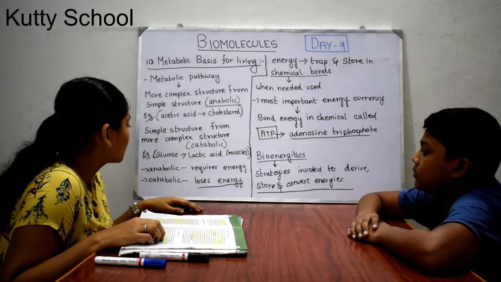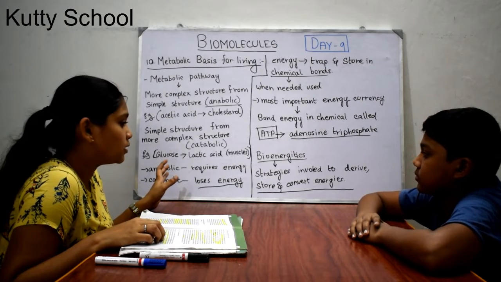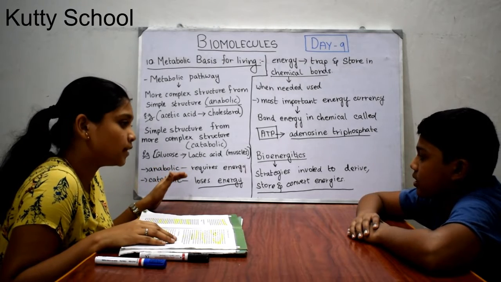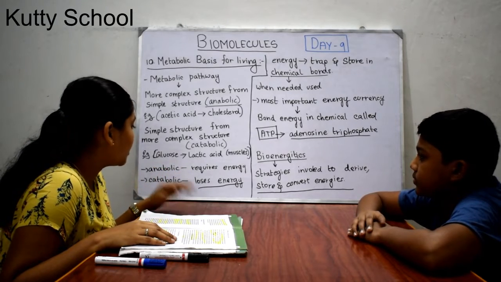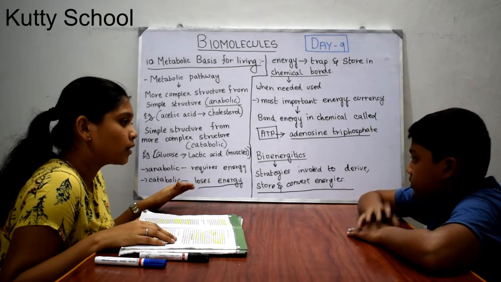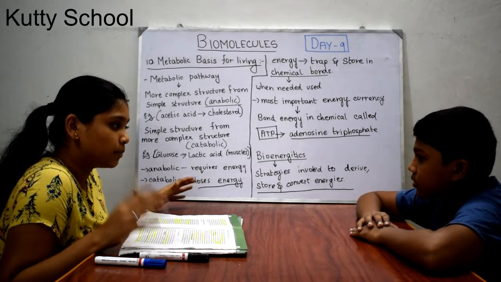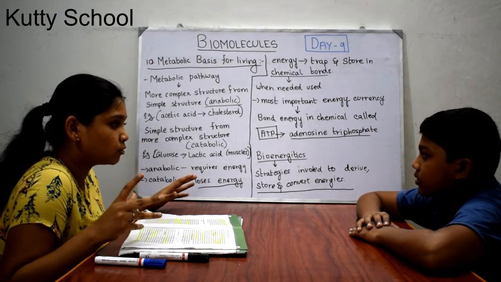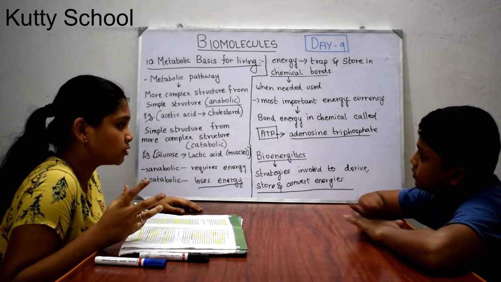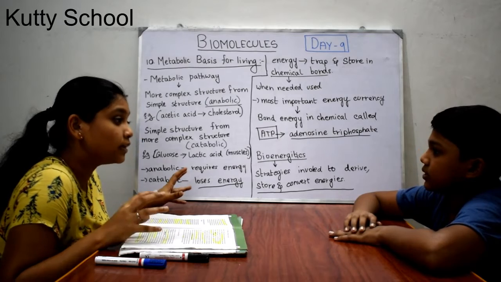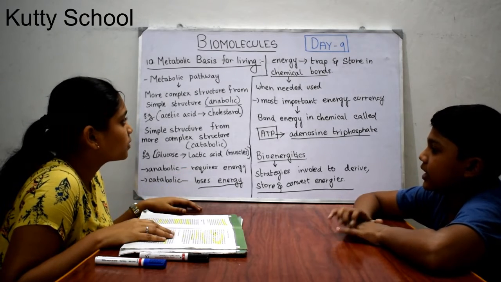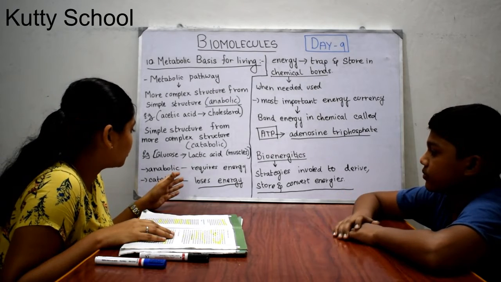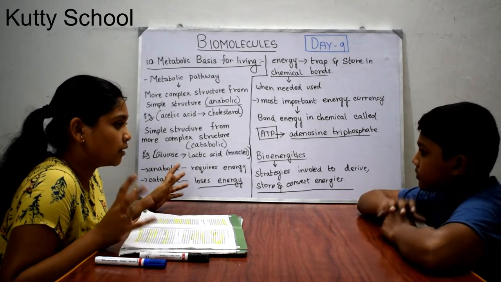Since the anabolic pathway is creating a more complex structure from a simple one, it requires energy. Whereas the catabolic pathway breaks down the complex structure, it breaks down the bonds and it becomes simple. It loses its energy, it gives out energy. There can be other examples too.